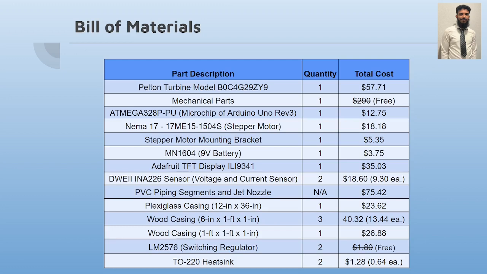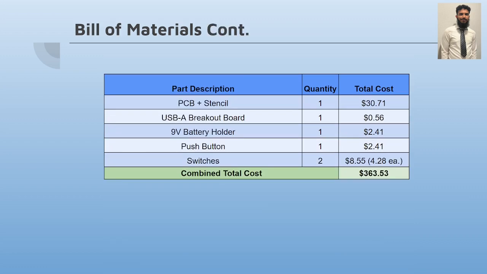So the mechanical parts, which we ordered from the machine shop at UCF, we received for free due to funding, which was also provided by UCF. And this included the turbine shaft, gears, and bearing. We also managed to get our switching regulators, the LM2576, for free as well, since UCF has them readily available for students. So in total, our cost came out to be $363.53.